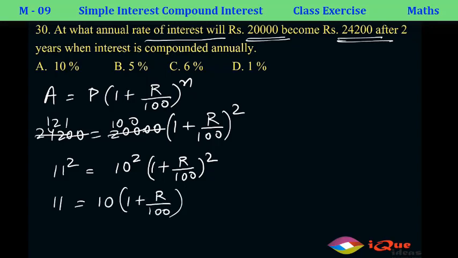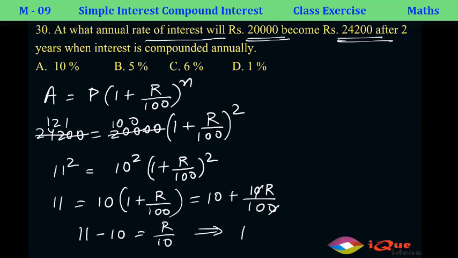So simply open it. If you open this, you will get 10 plus 10R upon 100. So this means 11 equal to 10 plus 10R upon 100. That means 11 minus 10 is equal to, 0 is cancelled here, so it is R upon 10. Now 11 minus 10 is 1. So 1 is equal to R upon 10. That means R is equal to 10%. So whichever way you opt for, this calculation is very simple. So the answer is 10%, right?